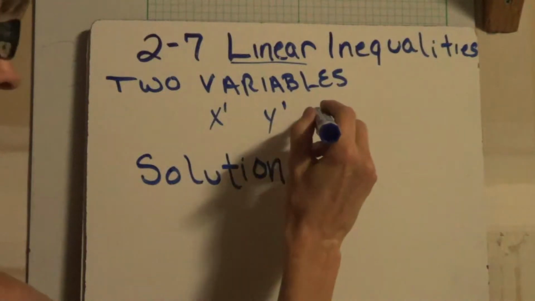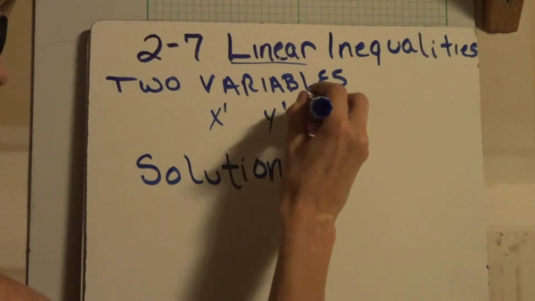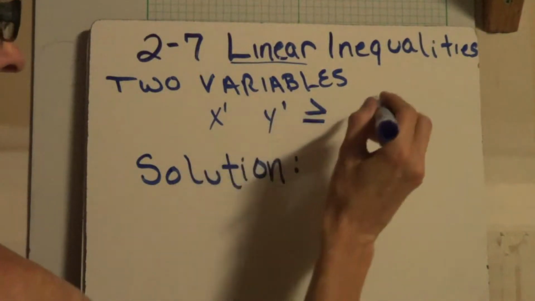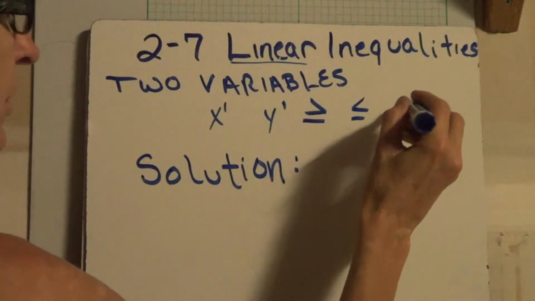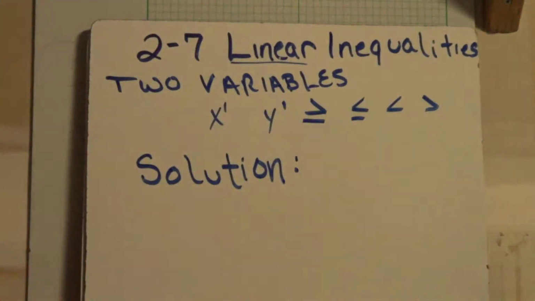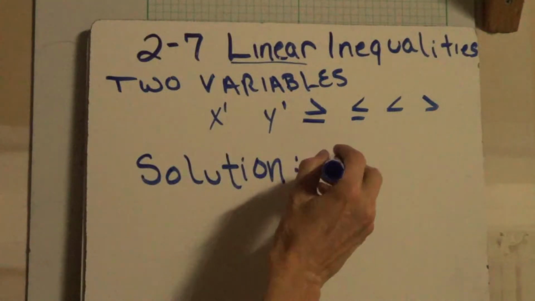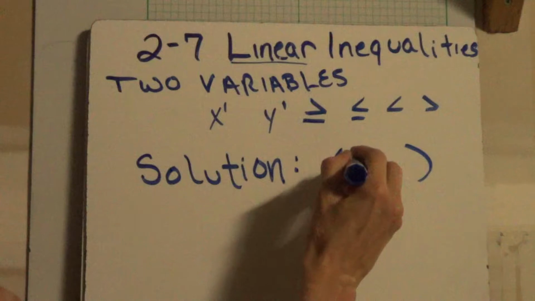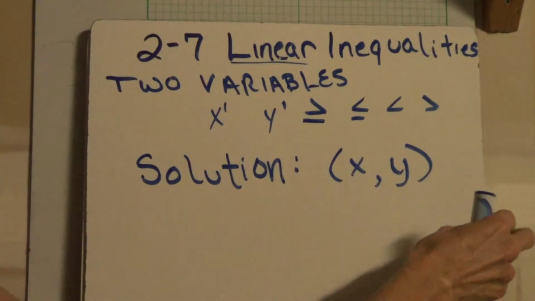And an inequality simply means that we've removed the equal sign and we've put in an inequality, either greater than or equal to, less than or equal to, or less than or greater than. One of those symbols. So our solution, because there's two variables, will always be in the essence of an ordered pair. Okay, you can't have a solution with just one number, you've got to have both.